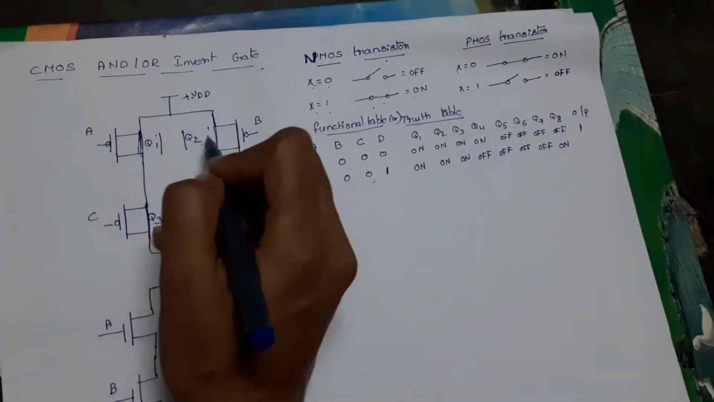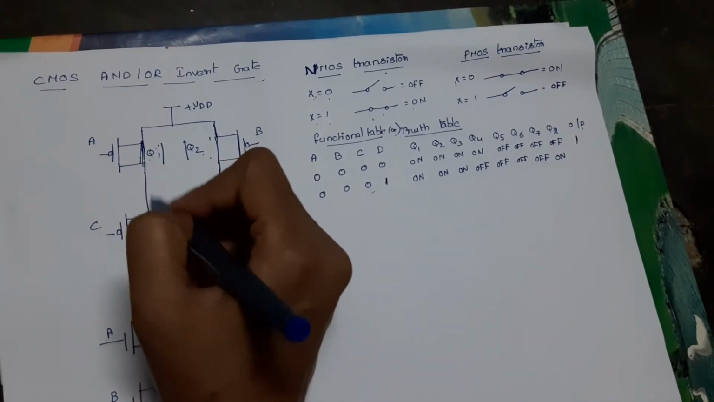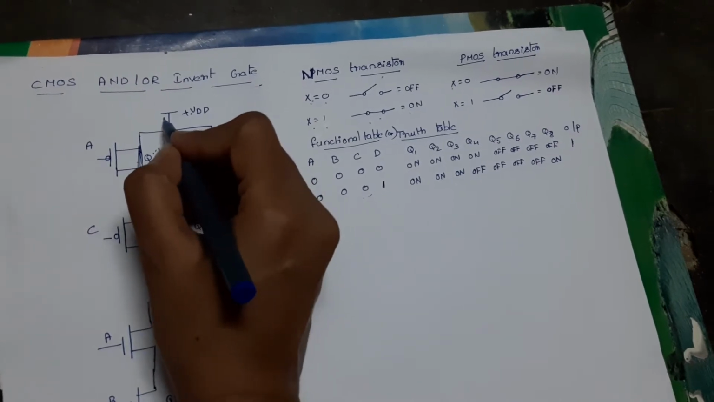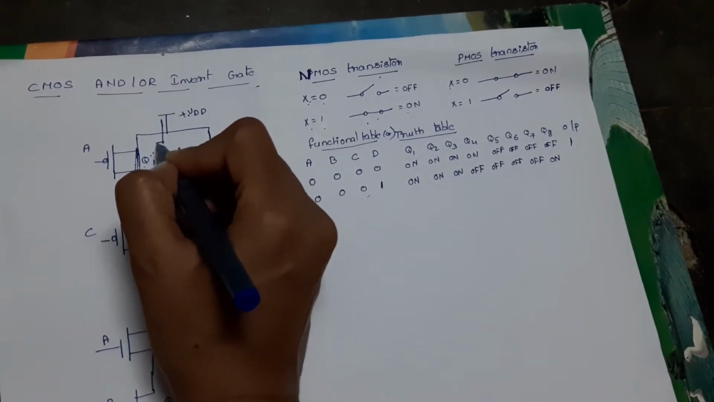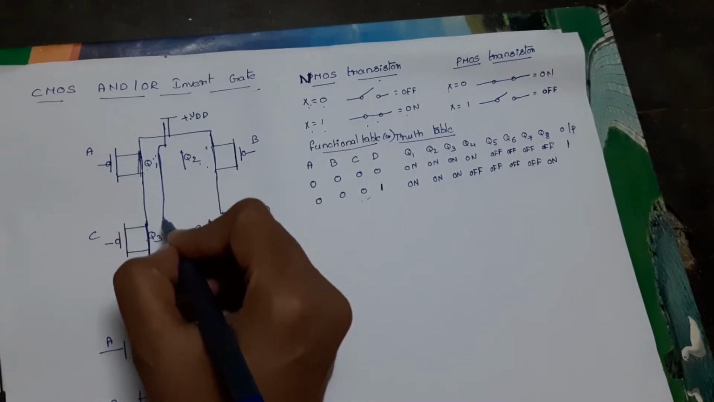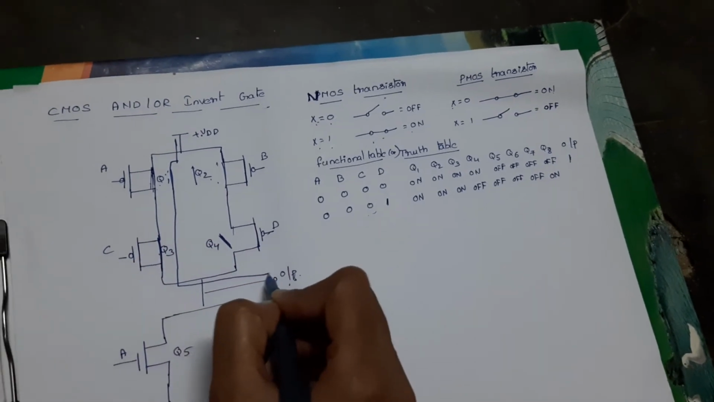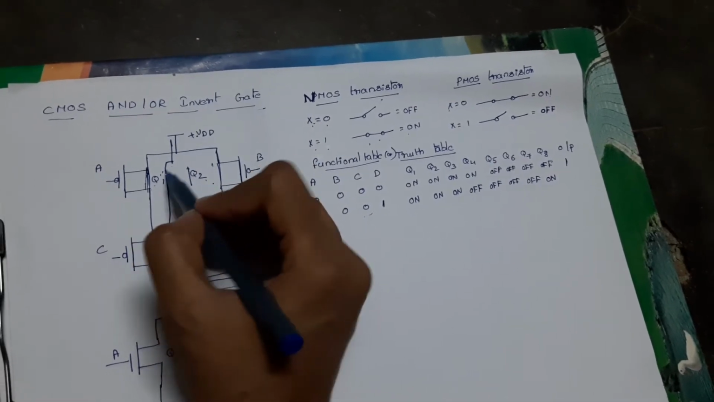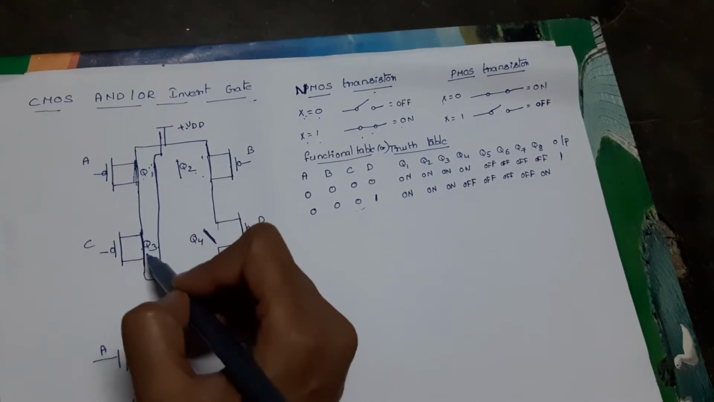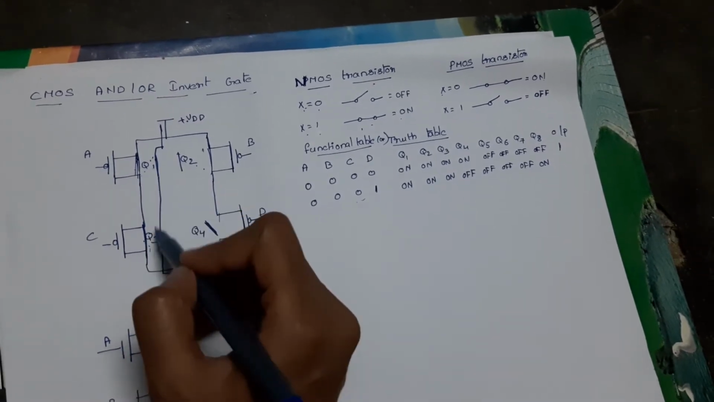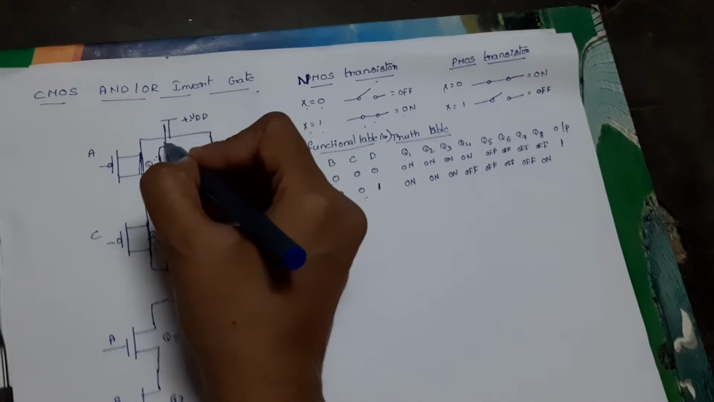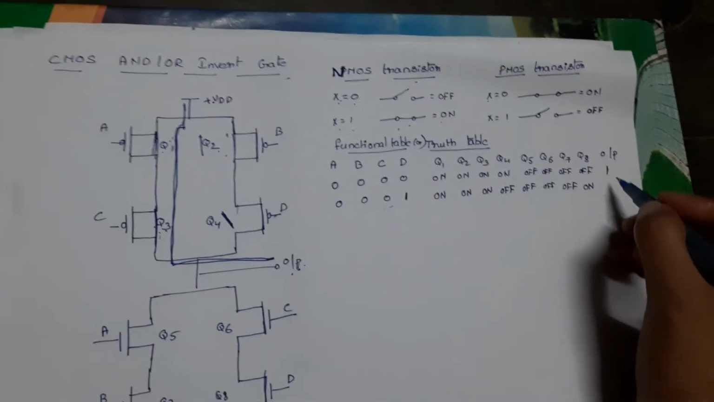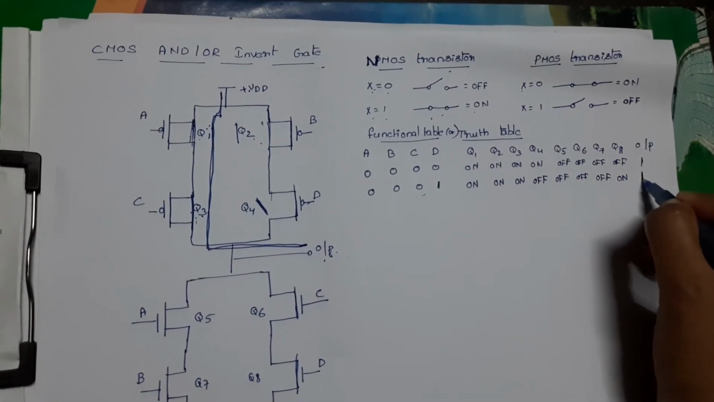So because transistors Q1 and Q3 are short circuited, plus VDD voltage flows through the transistors Q1 and Q3 to the output. So there is a flow of voltage from plus VDD to the output terminal. So here we can say that the output is 1.